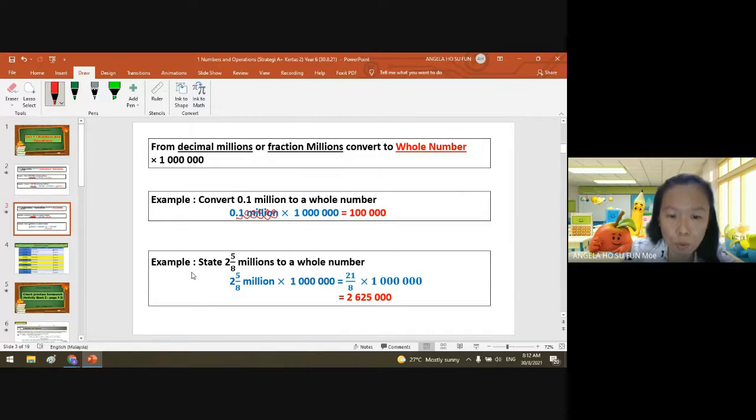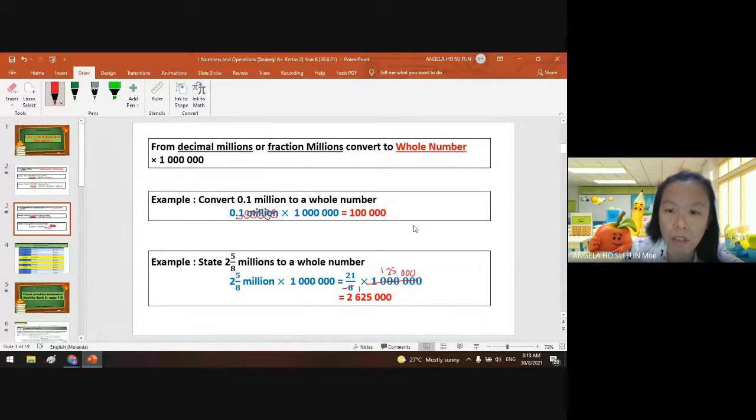Then example 2: if you have a fraction million and you want to convert it into a whole number, all you need to do is write down the fraction of million times the whole number, 1 million. Change this into an improper fraction: 8 times 2 is 16, plus 5 is 21. So you write it as the improper fraction 21/8 times 1 million. When you multiply by 1 million, of course, you can cancel 8 with 1 million. The 8 becomes 1, and the 1 million becomes 125,000. So 125,000 times 21 is equal to 2,625,000. All of this you have learned before.